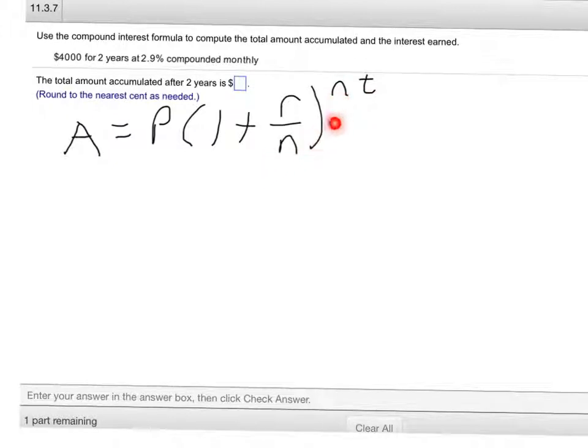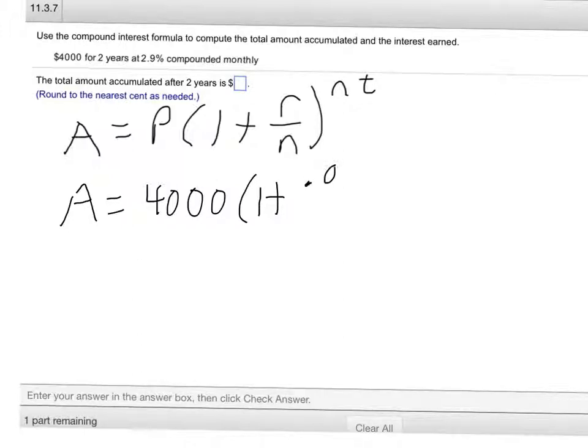And N, I guess, might be the hardest one of the bunch. N is how many times it's compounded a year, and this is monthly. And so in this case, N will be 12. So let me put those values in. So now it's A equals the $4,000, which is the principal, the 2.9%, which has to be converted to a decimal, and then N was 12, and 12 times 2 years.